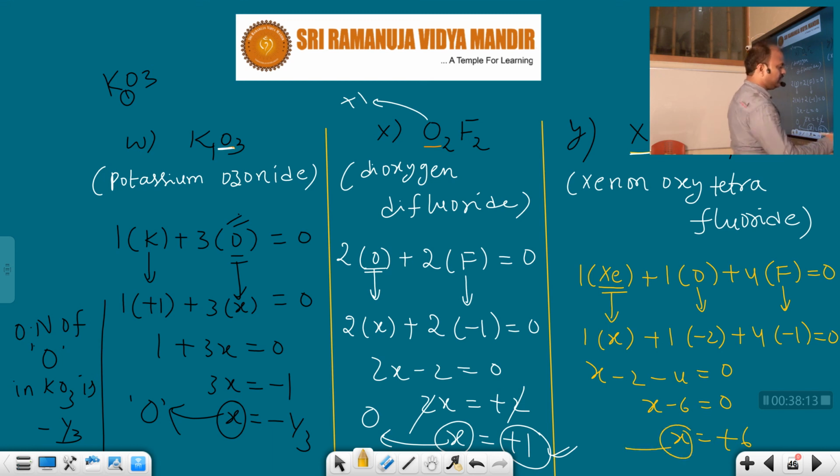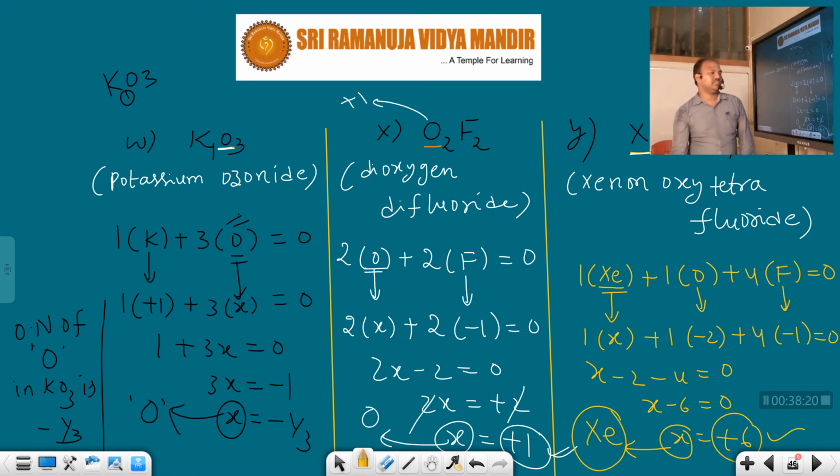X means what? Xenon. So finally the oxidation number of xenon how much? Plus 6. The oxidation number of xenon how much? Plus 6.